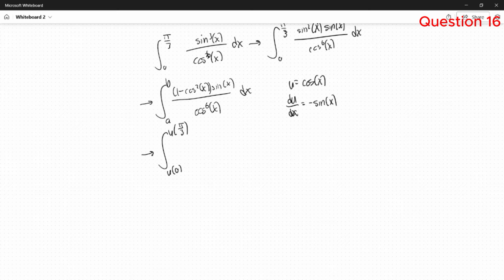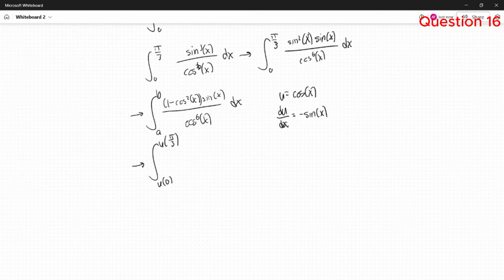Reminder that we cannot directly import our bounds from before because we have actually changed variables. We have essentially changed bases, so we have to work in the new base of u. We get 1 minus u squared times sine of x over u to the 6 times negative sine of x du. Oh, sorry, this would actually be du over negative sine of x.